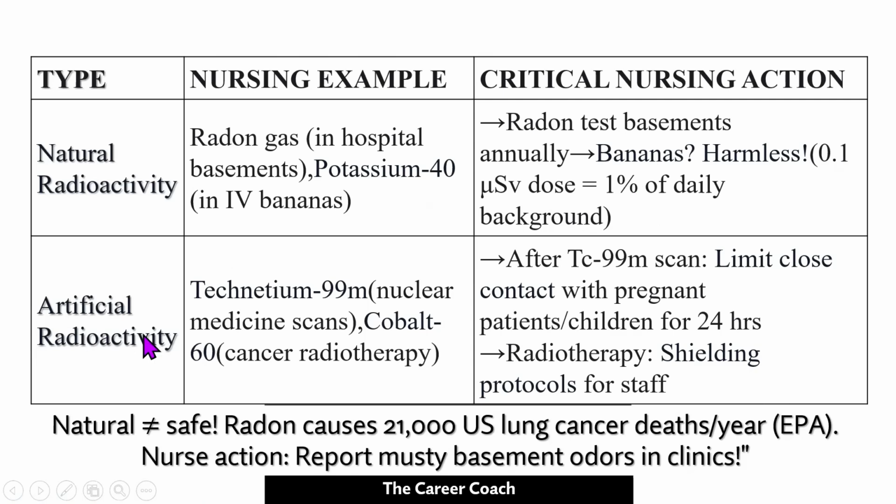The next one is artificial radioactivity. It is found in technetium-99m used in nuclear medicine scans. Also, cobalt-60 is used in cancer radiotherapy. These are all artificial radioactivity types. Nursing critical action. After use of technetium-99m scan, there is need to limit contact with pregnant patients and children for 24 hours.